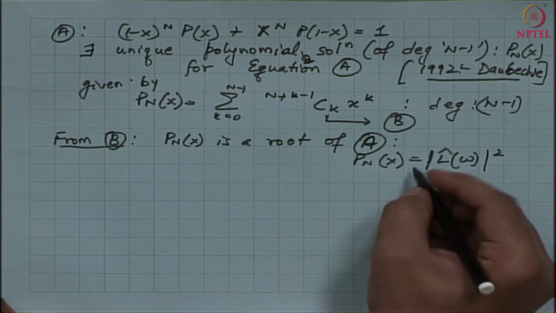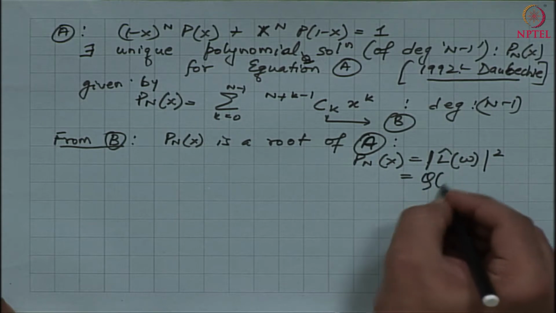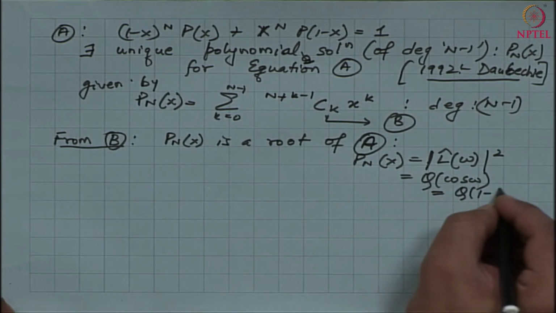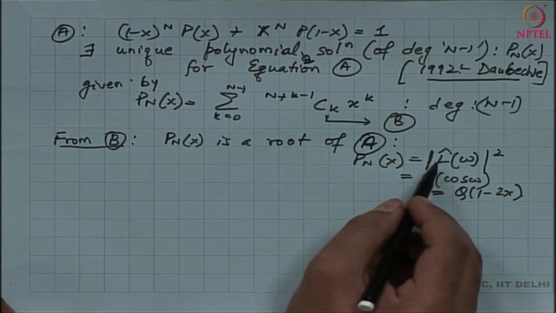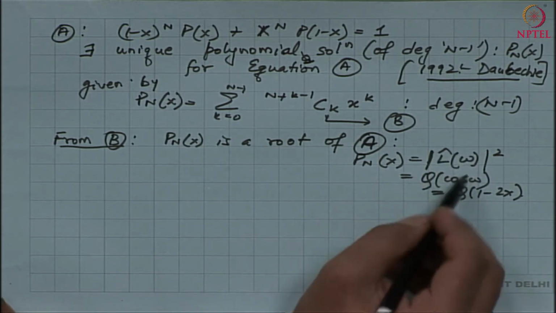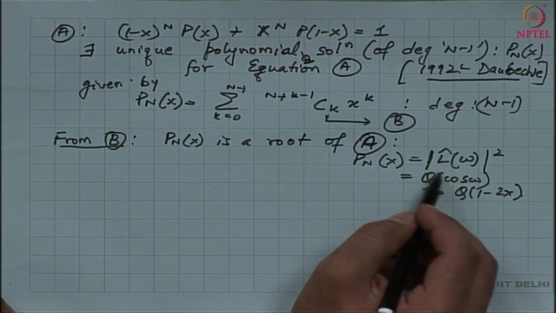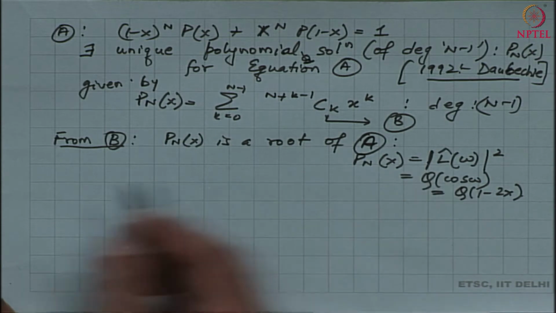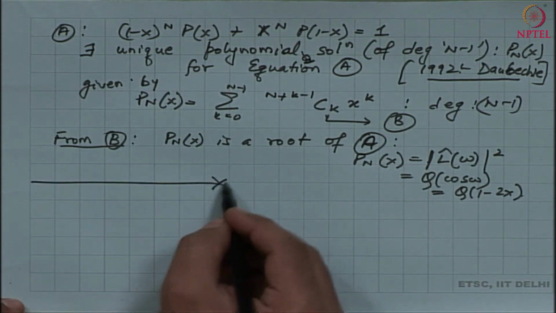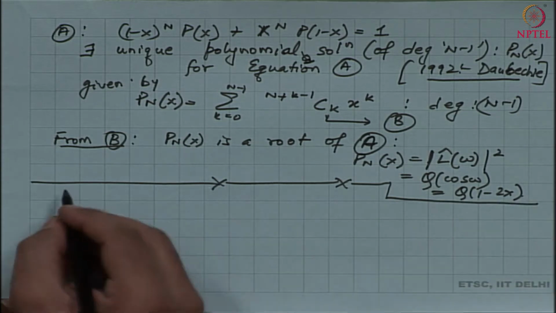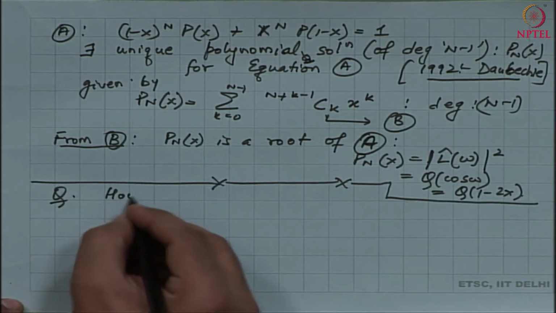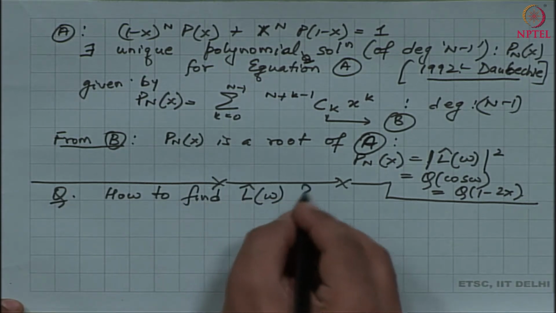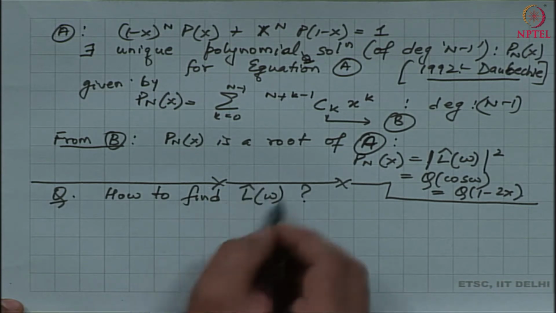I know that my P n of x is also a polynomial in cos omega, or also a polynomial in 1 minus 2x. So all I am left with is how to construct this L hat omega, because from there I am going to construct my generating function and hence the scaling function, or the Daubechies wavelet. The grand question that remains in this discussion is how to find L hat omega, the transformed value of this polynomial.